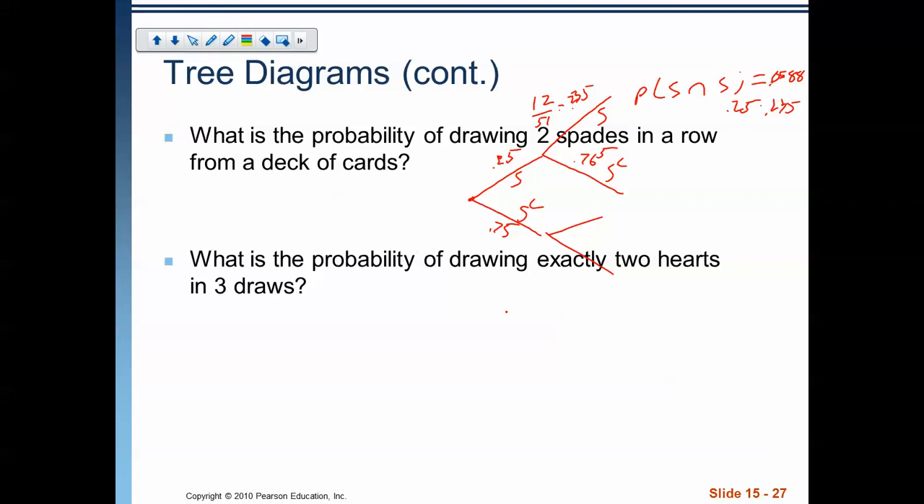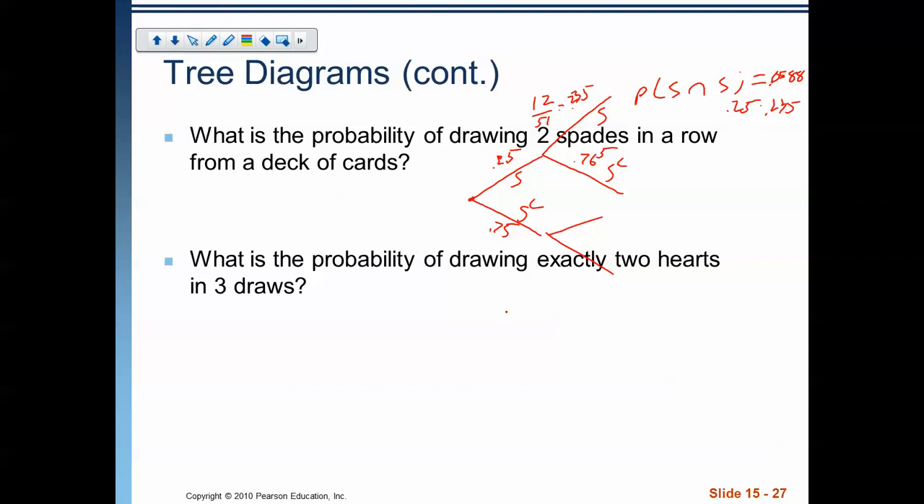Okay, let's do the bottom one. What is the probability of drawing exactly 2 hearts in 3 draws? If I have 3 different draws, how many different ways can I draw 2 hearts? What's one way that I could draw 2 hearts? Heart, heart, not heart. What else could I do? I could do heart, not heart, heart. Okay. What else could I do? Not heart, heart, heart. What else could I do? That's it. No.